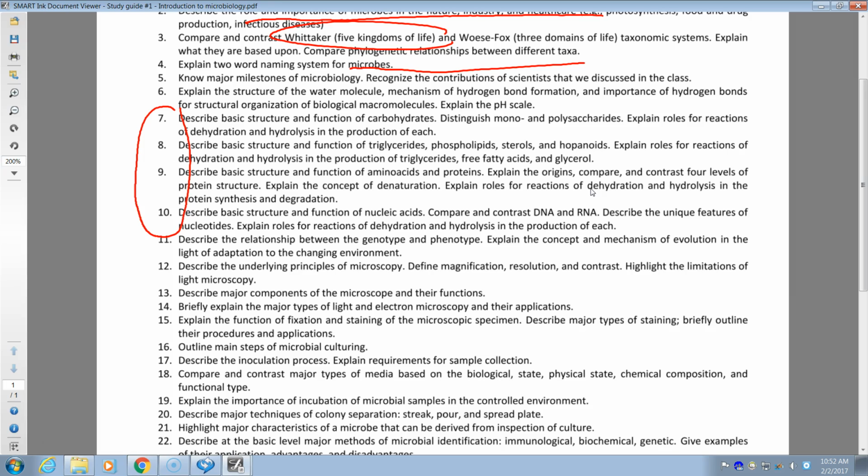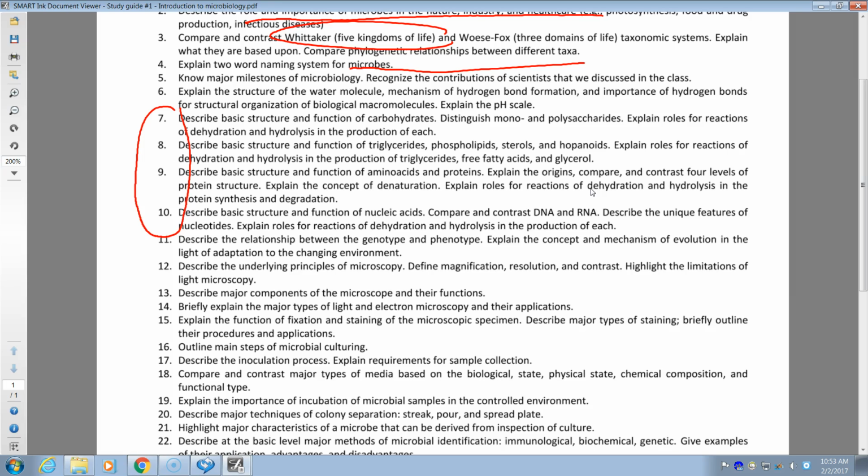For lipids, it's slightly different. Triglycerides, glycerol and fatty acids. Phospholipids, phosphate, glycerol, and fatty acids. Function, know the function. For carbs, it's going to be energy and structure. For lipids, pretty much energy and structure. For proteins, mostly structure and regulation, enzymes. And for nucleic acids, storage and expression of genetic information.